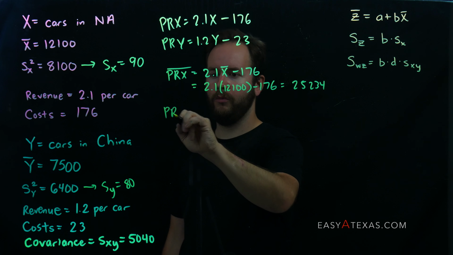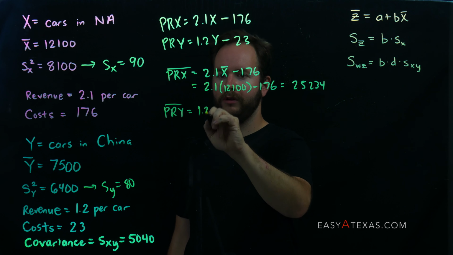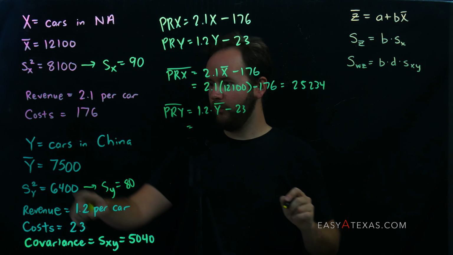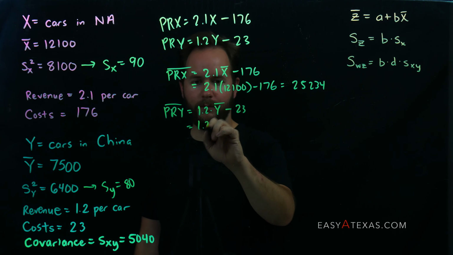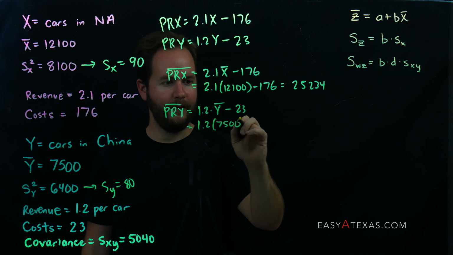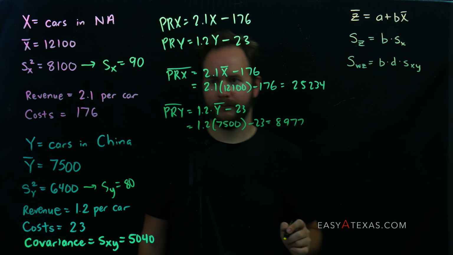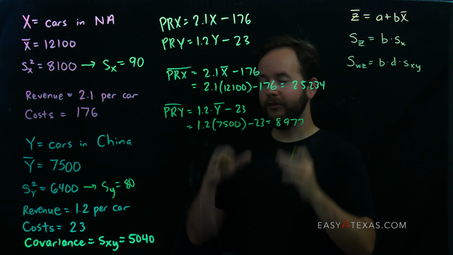We're going to do the same thing for China. We have PRY bar equals 1.2 times Y bar minus 23, which if we plug in Y bar, which is 7500, we get 1.2 times 7500 minus 23, which comes out to be 8977. All right, that's the mean. Those are how you handle the mean.